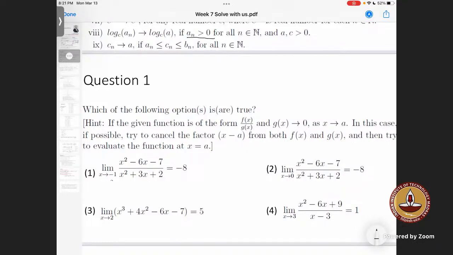Pratap, what is the value you are getting for limit for question number 1? -12/0, sir. I directly substituted -1 without factorizing. You factorize, and if possible, if something is getting cancelled, you cancel and then try to find the value. Yes, sir, I am doing it.